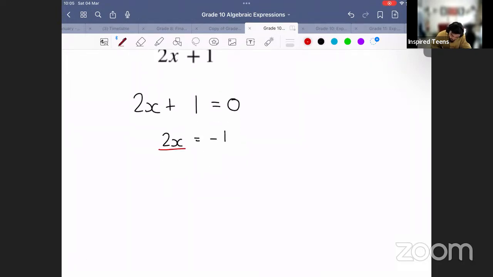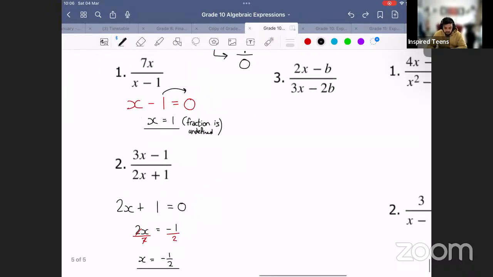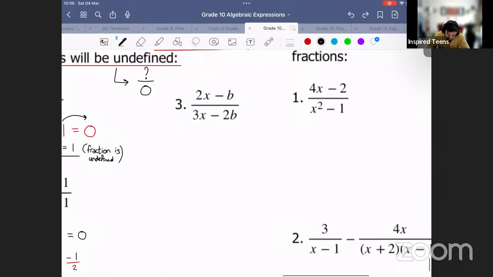Then I divide both sides by 2. I'm guessing you guys are fine with algebra. When I divide both sides by 2, I get negative 1 over 2. So negative 1 over 2, or negative a half, is what will make the denominator 0. And that denominator being 0 will make the fraction undefined.